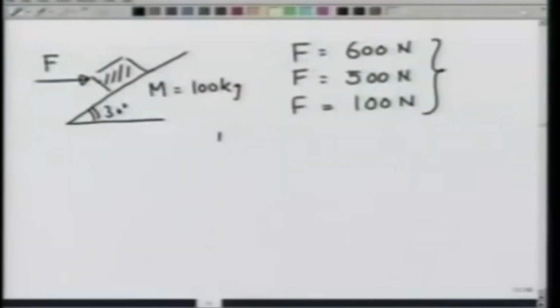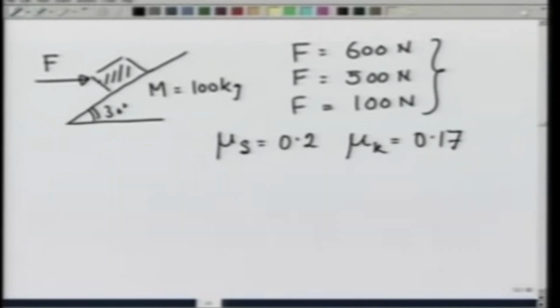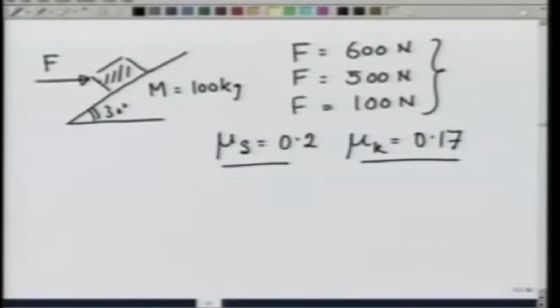Number two, I do not know a priori whether the block has a tendency to move up or a tendency to move down. So we have to check all these possibilities. The parameter I did not give you earlier is mu static equal to 0.2 and mu kinetic, which is less than the static coefficient of friction, is 0.17. So what we should really check for is whether the block is moving or not moving and calculate friction accordingly using either mu k or mu s. If it is static, does the friction act up the slope or down the slope? These questions we have to answer.